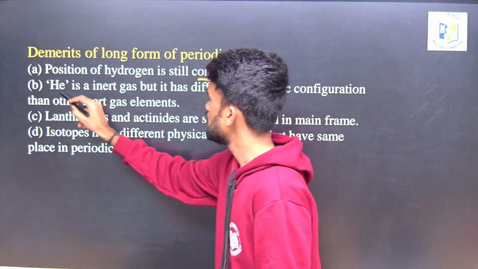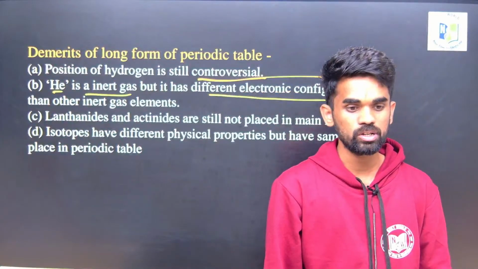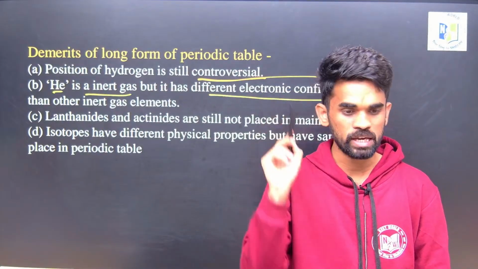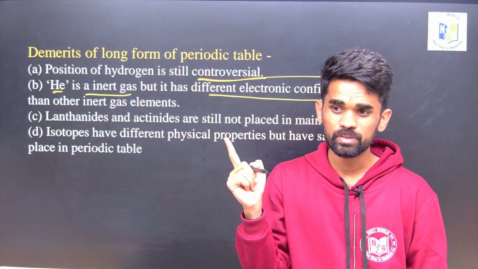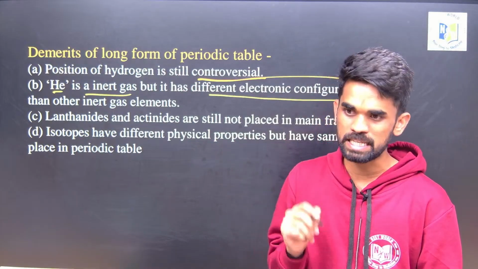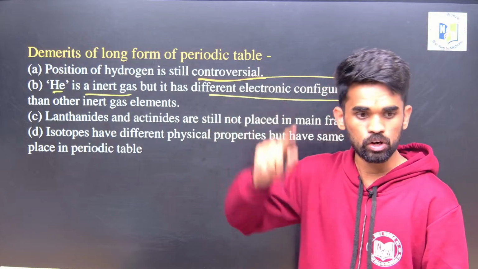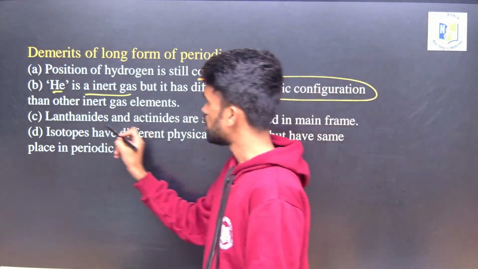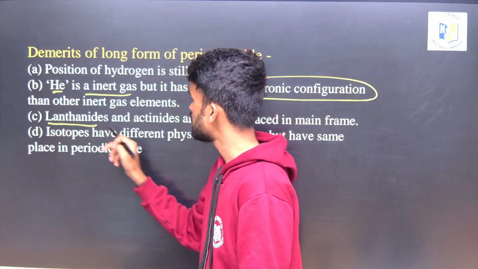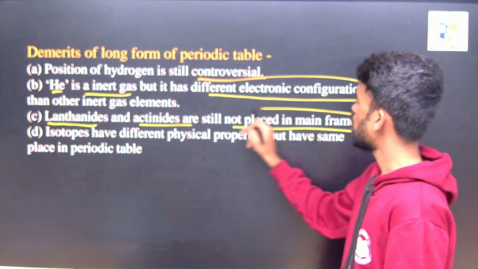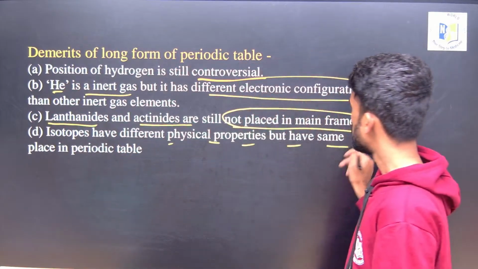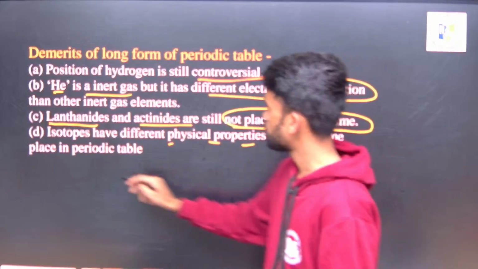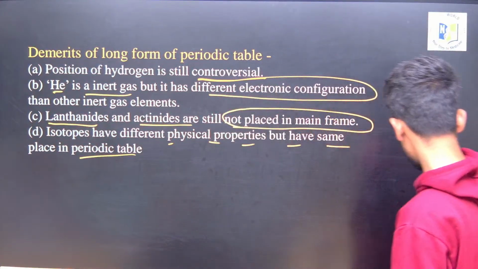Helium is an inert gas but has a different electronic configuration. What is the electronic configuration? You are writing it as 1s2, whereas other noble gases have ns2 np6, but except helium, all noble gases have that. That is also a small drawback here. Next, lanthanides and actinides are still not placed in the main frame. Also, isotopes have different physical properties.